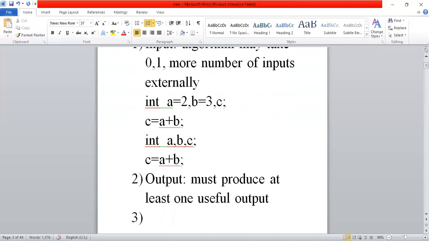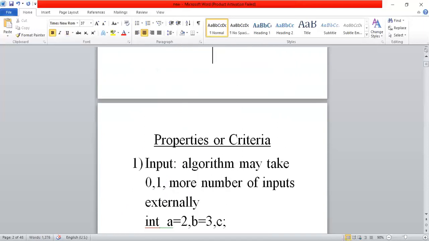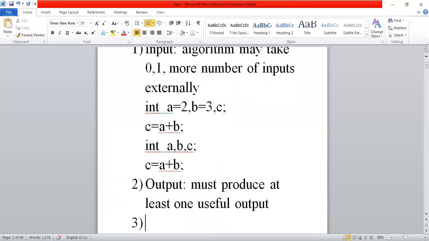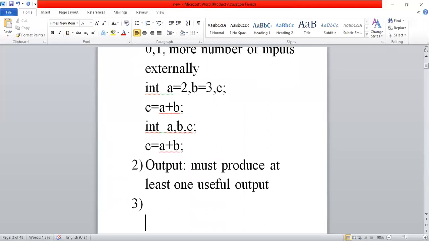Is it clear now? Whatever algorithm you write, the first property is that the algorithm must take either 0, 1 or more inputs externally, through keyboard or via any other media by the users, but it must produce at least one useful output. This is the second property.